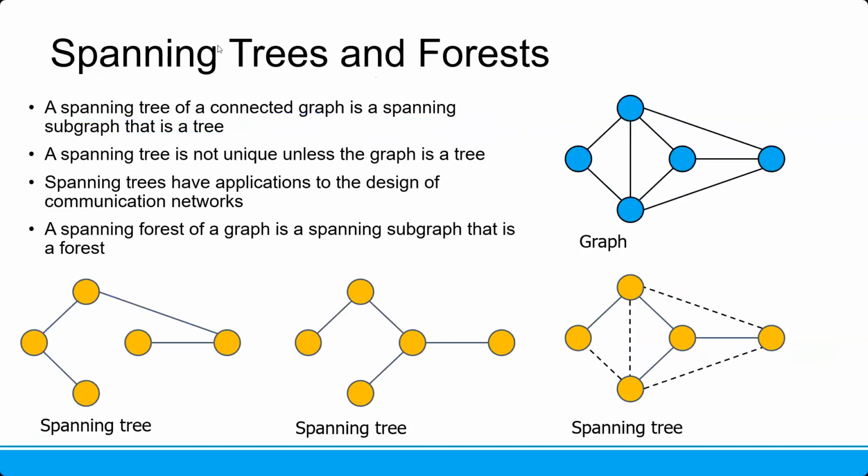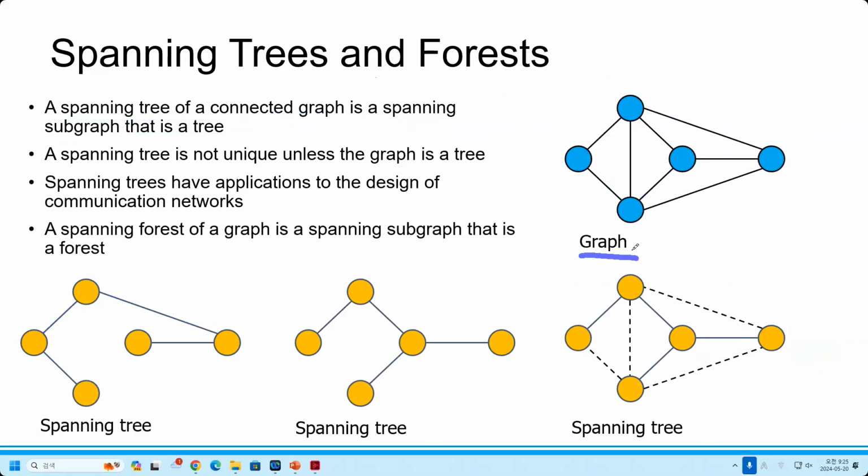So it means one graph can have many spanning trees. A spanning tree is not unique. Unique means there is only one. So it means there will be many spanning trees. A spanning tree is not unique unless the graph is a tree. So if the graph is a tree, then it is a spanning tree.